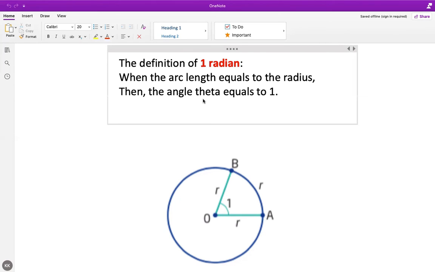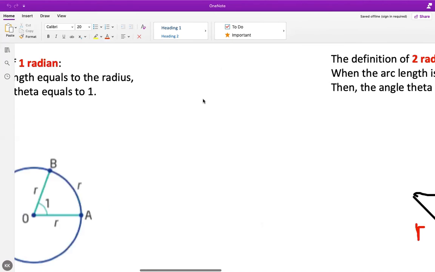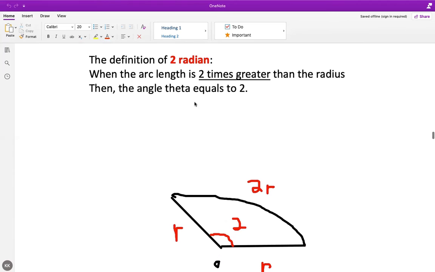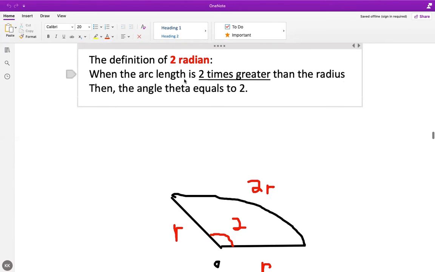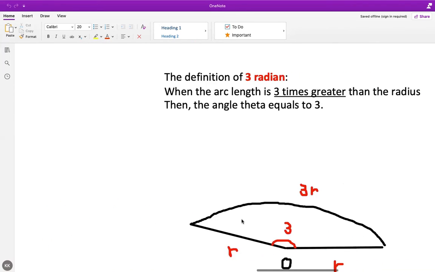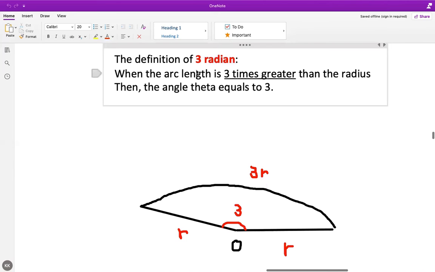So you may be asking, what about 2 radians or 3 radians? Let's take a look at another example. We have the definition of 2 radians: when the arc length is 2 times the radius, then the angle theta equals 2. Could you see that? If this arc length is 2 times the radius, I know that the angle theta equals 2. So 3 radians is the same thing, right? When the arc length is 3 times the radius, then the angle theta equals 3.